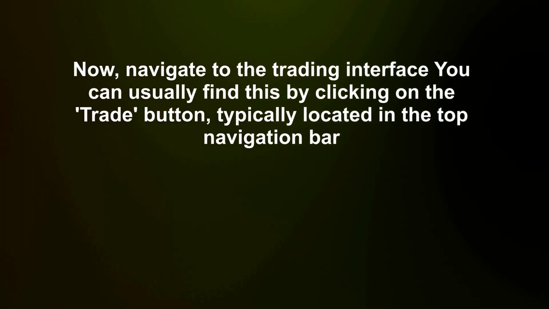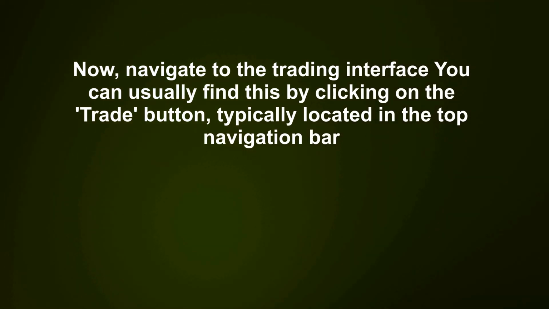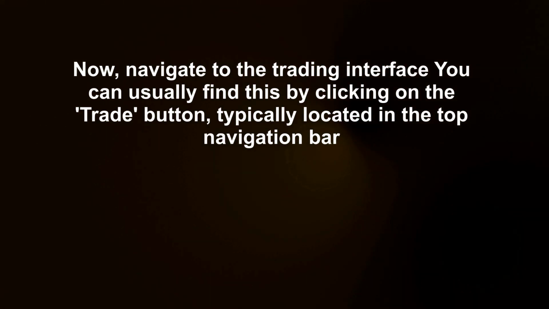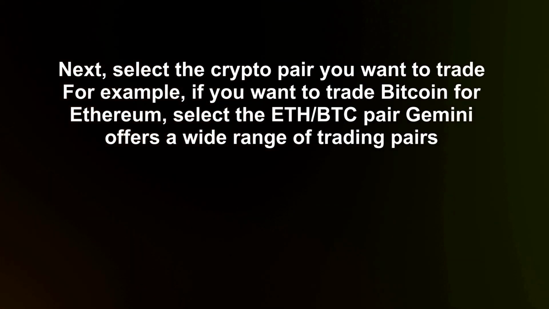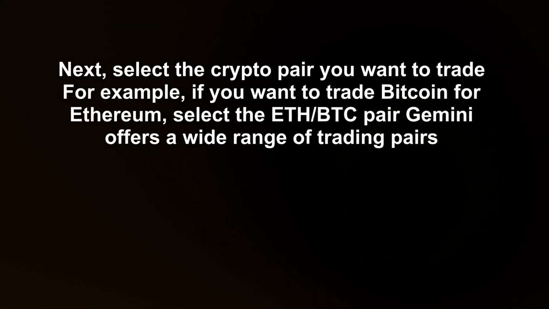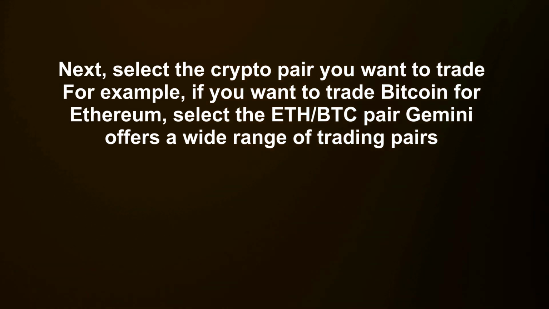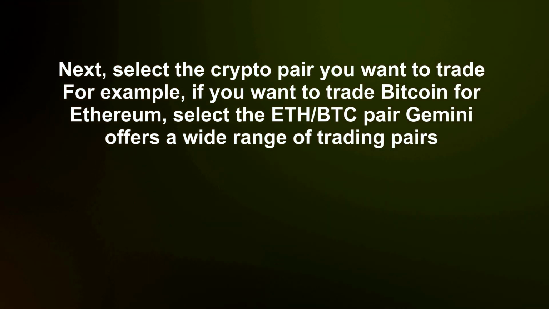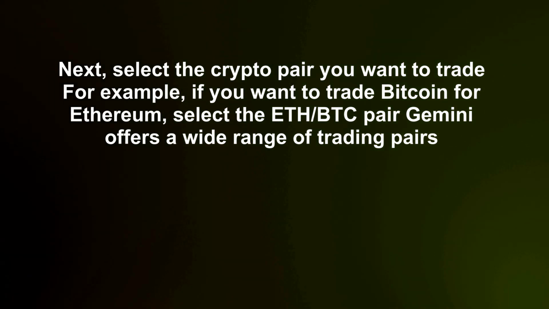Now, navigate to the trading interface. You can usually find this by clicking on the trade button, typically located in the top navigation bar. Next, select the crypto pair you want to trade. For example, if you want to trade Bitcoin for Ethereum, select the ETH/BTC pair. Gemini offers a wide range of trading pairs.